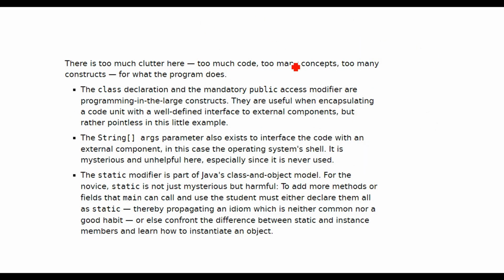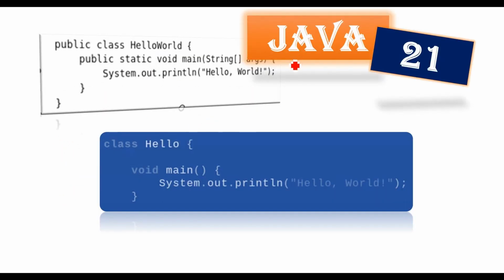Now you can see there are too many things we have to do. We need to declare a class with string arguments as an array, then a static modifier, and many more. Now in Java 21, all of that is not needed. What we need is just a public class, let's say Hello, then void main, and then System.out.println, and you can pass the string directly or use a variable. So it's an amazing feature, right?